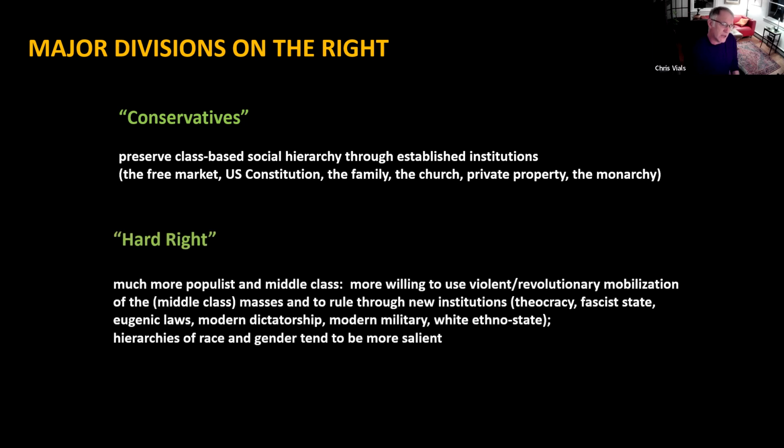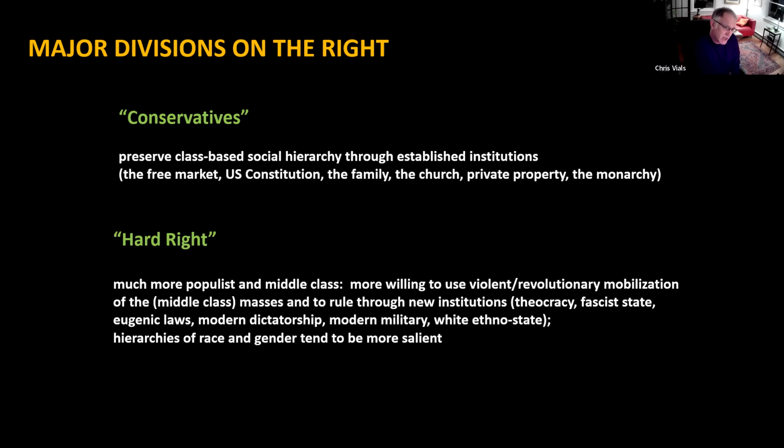Now, the harder right, as I'm defining it here, tends to be much more populist and middle class, more willing to use violent or revolutionary mobilization of their constituents to rule through new institutions, be it a theocracy, a fascist state, eugenic laws, modern dictatorship, modern military, white ethno-state. And in these means, hierarchies of race and gender tend to be more salient and rise to the surface a lot more clearly, right?